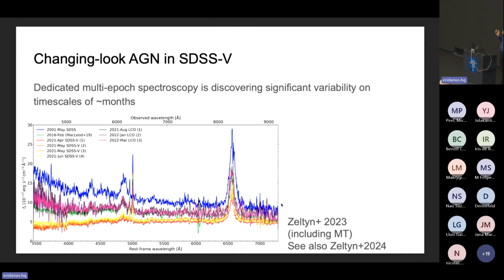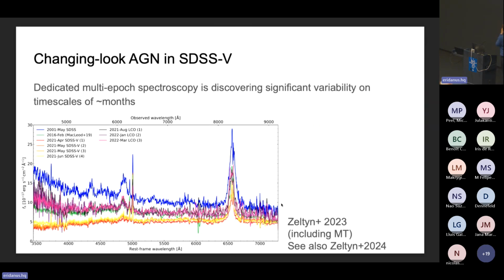This is one example from a recent paper from Grisha Zeltyn, where he found, in the top spectrum, broad H beta, oxygen III, and broad H alpha. The top blue is the archival SDSS spectrum from 2001. Then there happened to be another Sloan spectrum in 2016, which is the green one behind, and you can see it has already dropped by a factor of maybe 2 in flux. When we went back with SDSS-V later on, it was down in this red and yellow epoch here. So the continuum flux has collapsed dramatically.